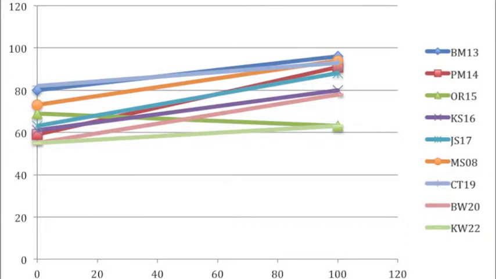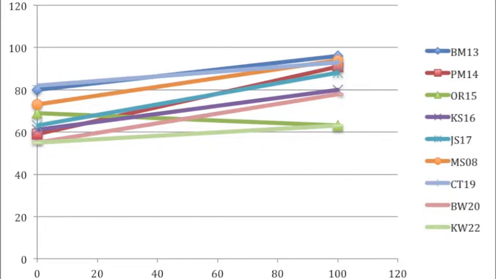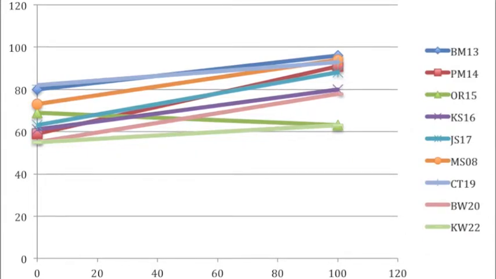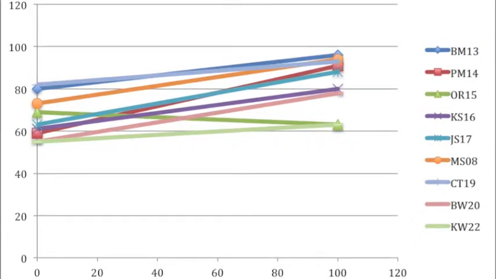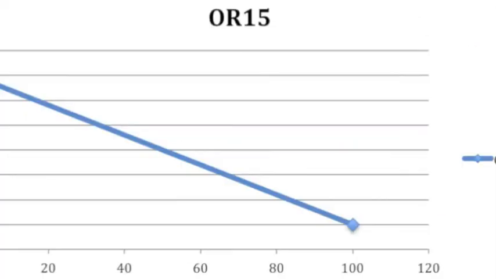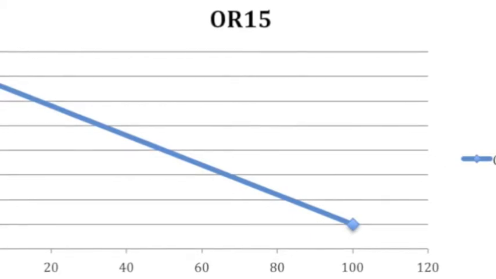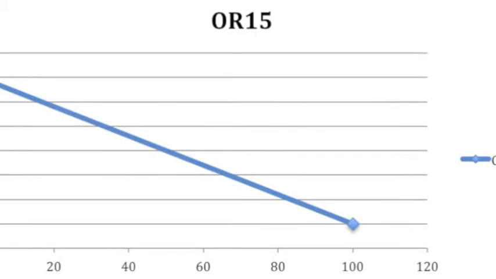Here again are the scores for BM13 through KW22, and you might notice that one of the lines goes down. OR15, the green line with the triangle, did have negative growth, and I will discuss her negative growth next. OR15 went from a 69 on the pretest to a 63 on the post-test. That is a negative score of 6%.